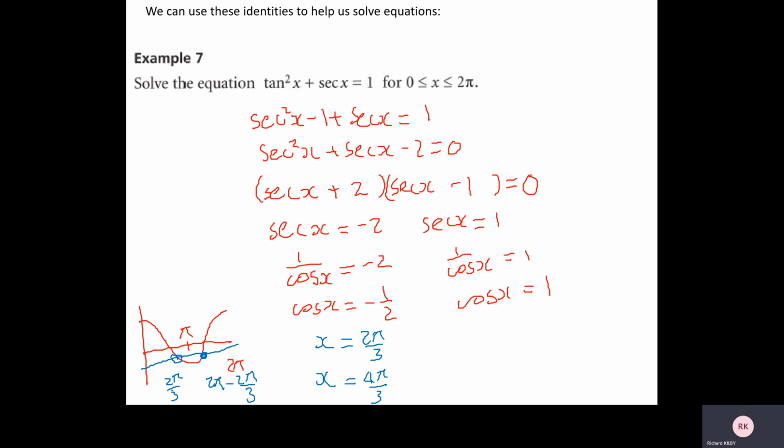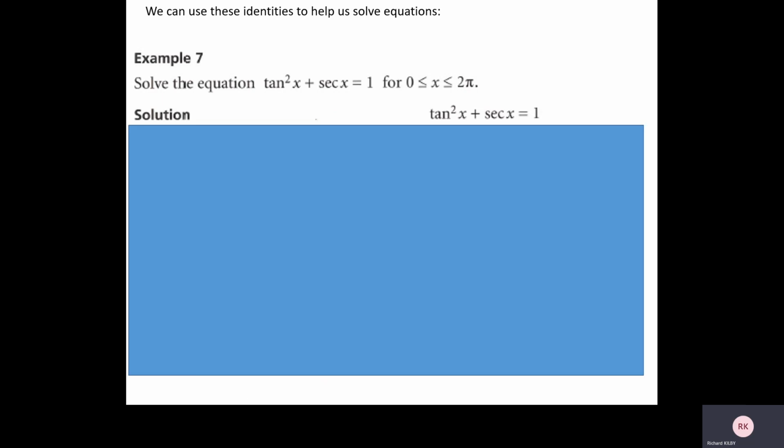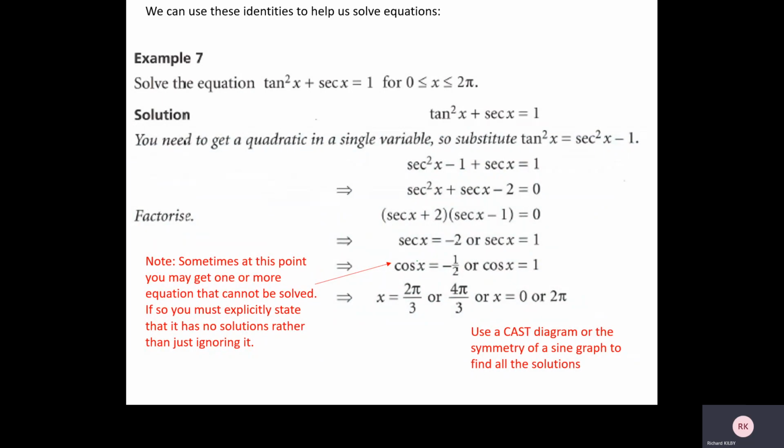Cos x equals 1. That's these points here, isn't it? It's this one and this one. So that is just going to be 0 and 2 pi. So hopefully that's what we got there. Hopefully that's making sense. Good.